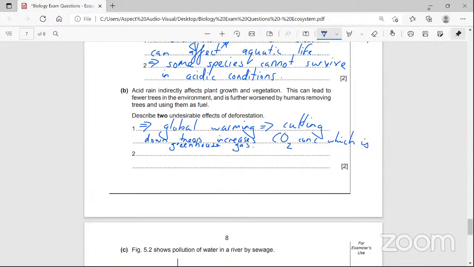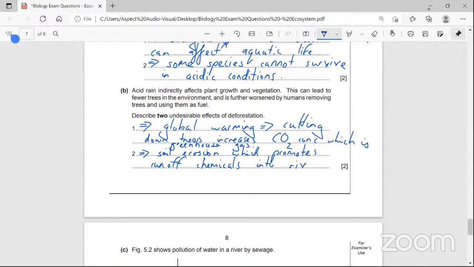Soil erosion. Yes, when you have less vegetation, remember, it increases runoff into your rivers. Are we together? So soil erosion promotes runoff of chemicals into rivers, because there's less vegetation. Anything else?